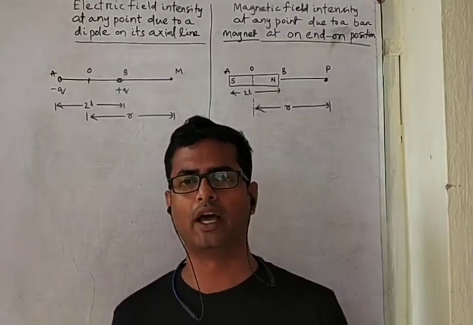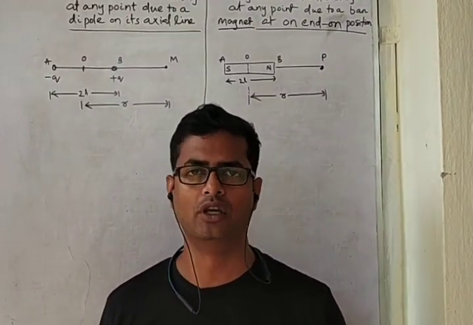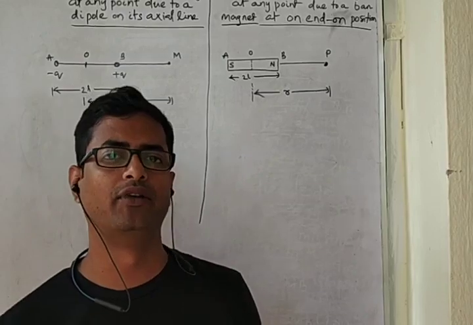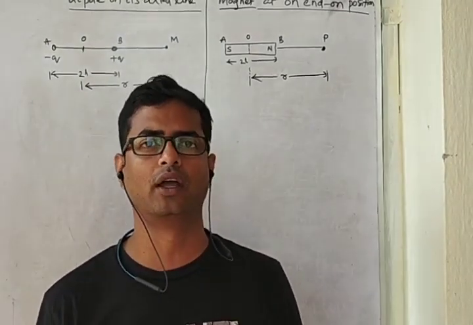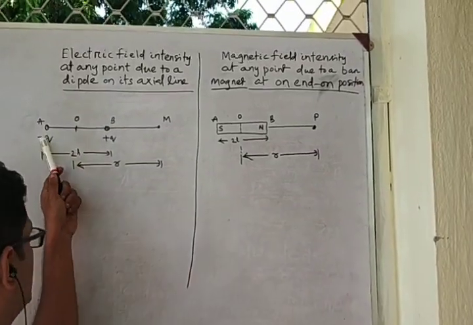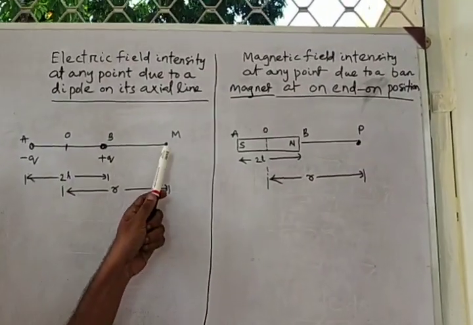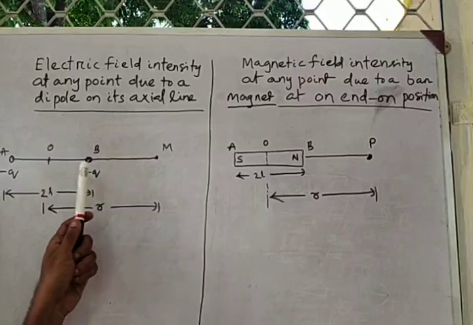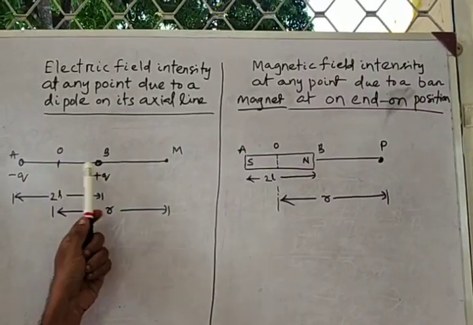Hi all, today I am going to discuss a comparative study between electric field intensity due to an electric dipole at any point on its axial line. This is an electric dipole. I have to find out the electric field at point M, which is present on the axial line, or on the axis, of this dipole.